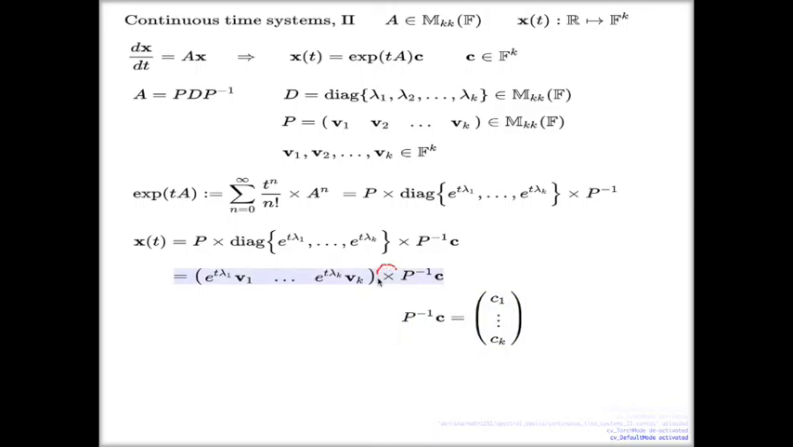This matrix product will deliver a linear combination of the columns in the left factor with coefficients from this column vector. See? C1, C2, Ck. And here's your shortcut.